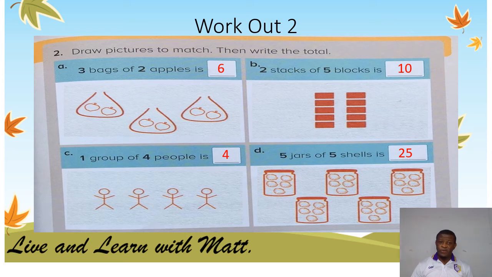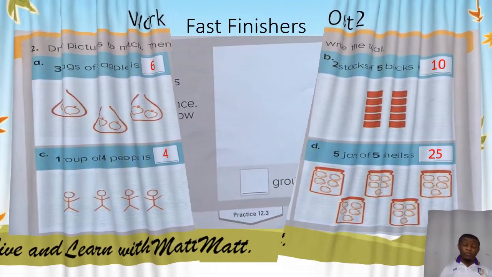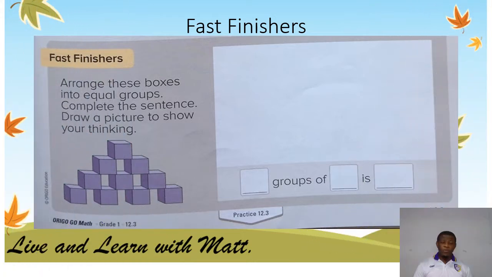Now let's go to the fast finishers. Now arrange these boxes into equal groups. Complete the sentence. Draw a picture to show your thinking. So before we continue, let's count how many blocks are there. How many cubes are there? So we've got 1, 2, 3, 4, 5, 6, 7, 8, 9, 10. We have 10 cubes. So how can we put 10 cubes into equal groups?